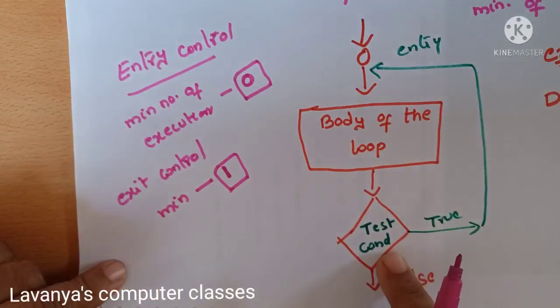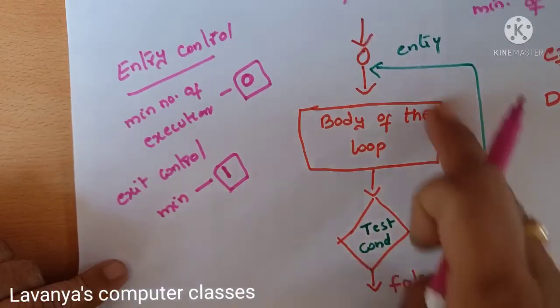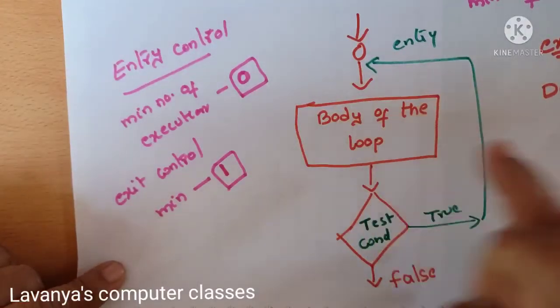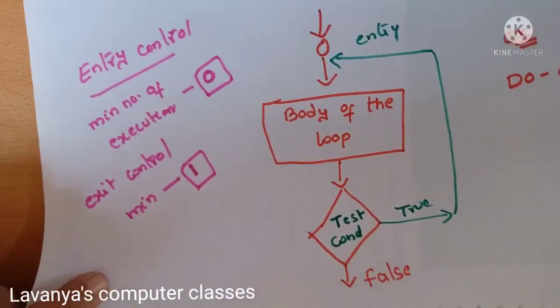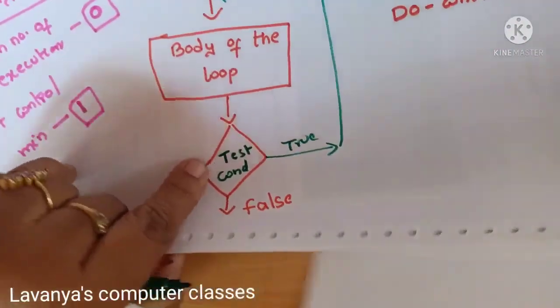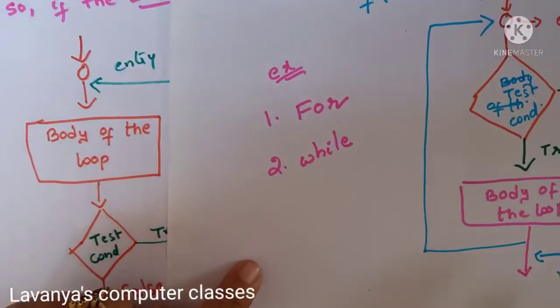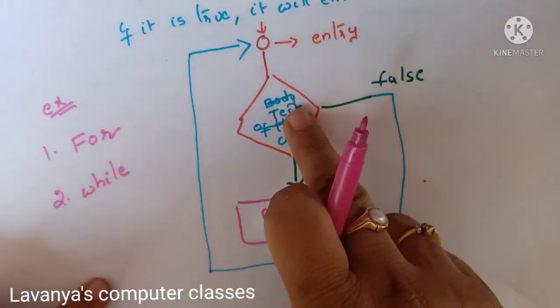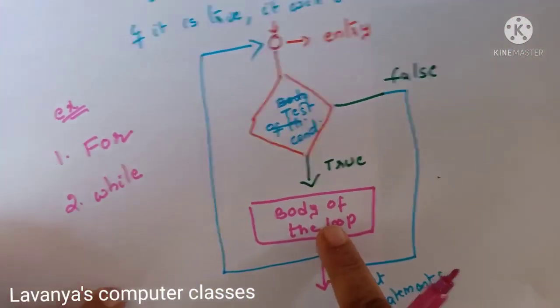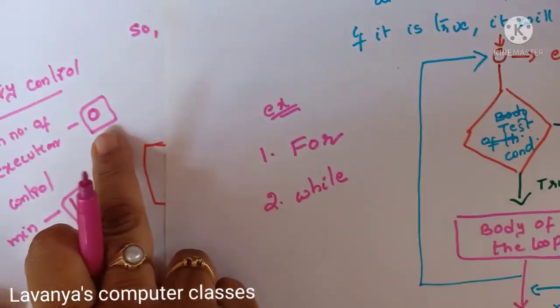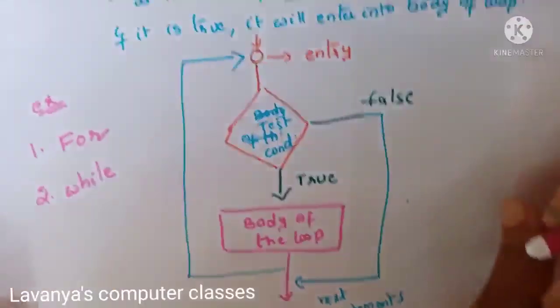So this is the exit control loop. In the exit control loop, the condition is checked at the last. That's why the body of the loop is executed first. But in the entry control loop, it is not like this. In the entry control loop, first it checks the condition. If the condition is true, then only it enters into the body of the loop. So this is the concept of entry control loop and exit control loop.